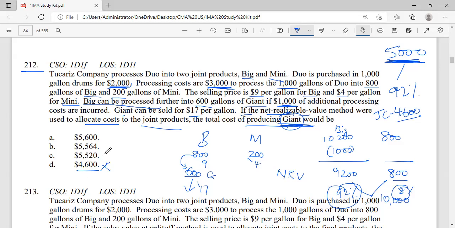Why? Because I have another further process of 1,000 for this particular giant itself. So what do I need to do? Add 1,000 here. 4,600 plus 1,000, 5,600 should be my answer.